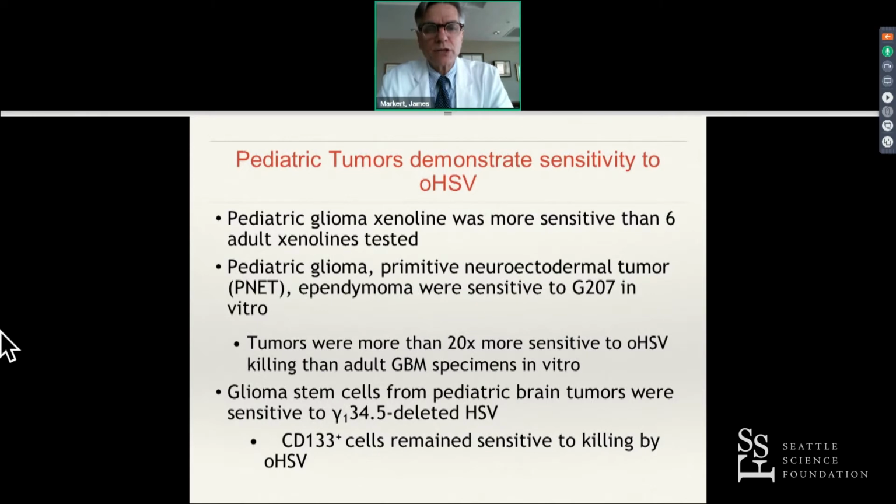This was based upon some work that Greg did that showed that the pediatric glioma xenolines were actually even more sensitive to the virus than the adult gliomas were. He also looked at a variety of other important pediatric tumors, such as PNETs, which we don't refer to anymore, ependymomas and so forth. What he found was that the tumors were much more sensitive to killing by the oncolytic herpes virus than the adult GBM specimens when looked at in vitro. He also found that glioma stem cells from the pediatric brain tumors were sensitive to killing by these viruses.